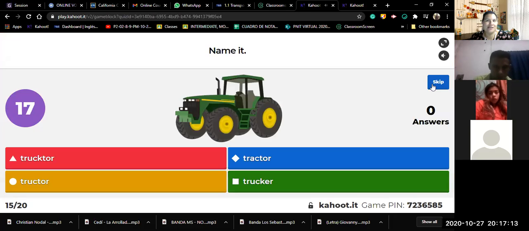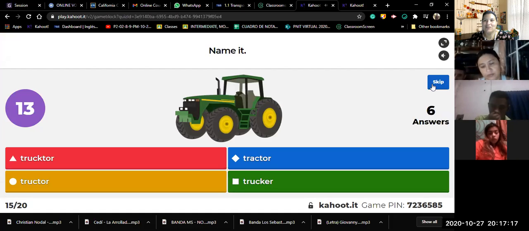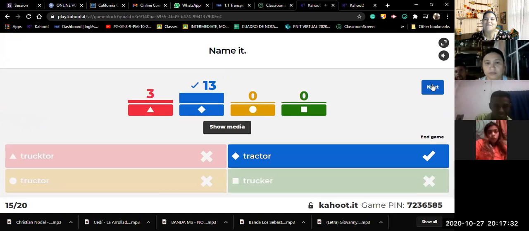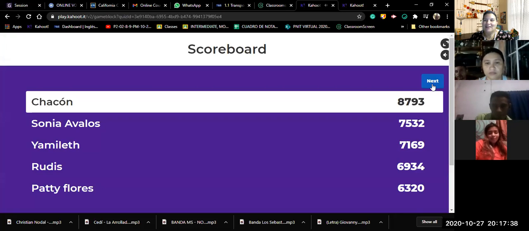This is a tractor. Excellent. It's a tractor. It is tractor. It's a tractor. Good job, guys. Give yourself an applause. Yes, it's a tractor. Okay, let's go with our next one.